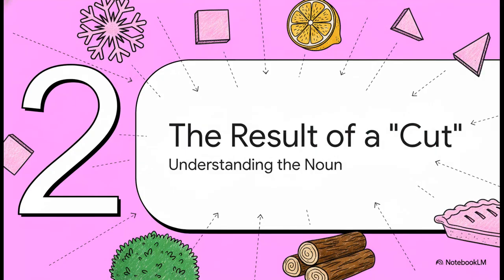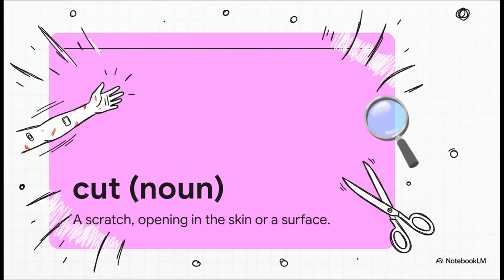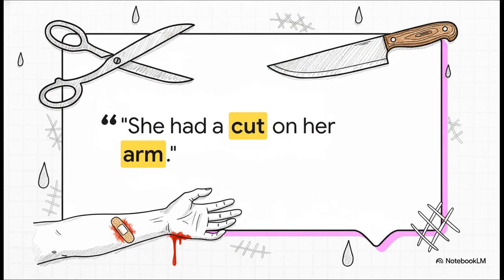So we've seen cut as an action word, a verb, but believe it or not, that's only half the story. The word can also be a noun, the result of that very action. The most direct result of the action is, well, a cut. It's that physical mark that gets left behind, that scratch or opening in your skin. This sentence shows it perfectly. Here, the cut isn't the action of cutting. It's the injury that resulted from the action. See how that works? The verb created the noun.